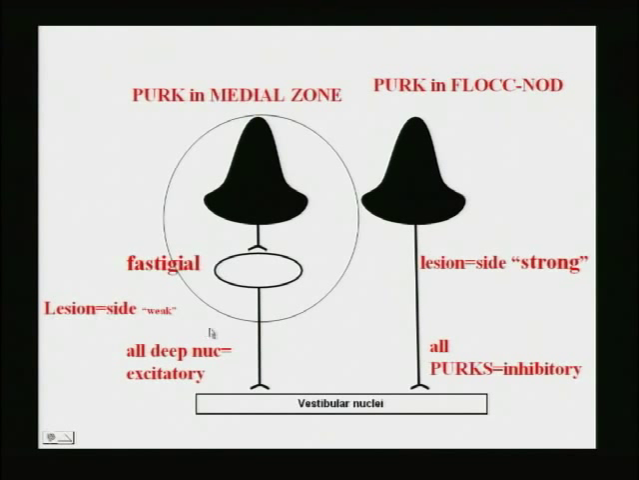Now, I got a big circle here. I got a big lesion in the medial zone, which will include the Purkinje cells and the deep nuclei, the fastigial. So a big lesion here in the medial zone and its deep nucleus, the fastigial. I don't care whether you kill this inhibitory signal here. You're killing the fastigial, which you know is excitatory because I've told you many times that all deep cerebellar nuclei are excitatory. So with a lesion of the medial zone, you lose excitation. And now this side is weak. This side is down. And I know you can take it from there.